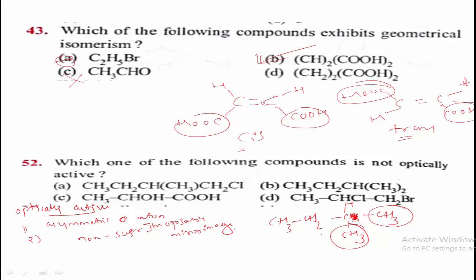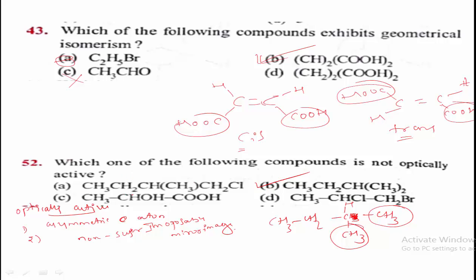If there is an asymmetric carbon atom, we say optically active. But our question asks: which one of the following compounds is not optically active? It is optically inactive, because it does not contain an asymmetric carbon atom. According to this question, option B is the right answer.